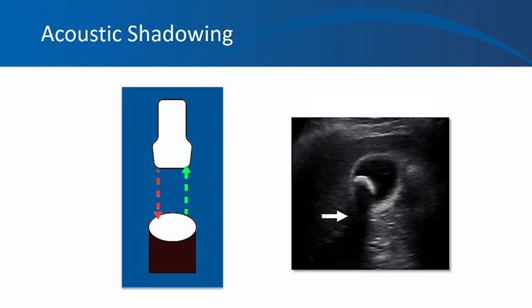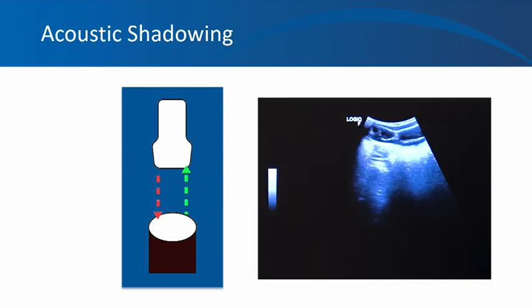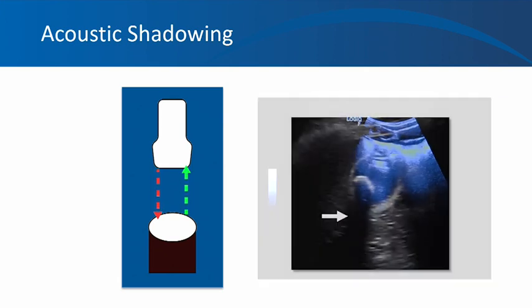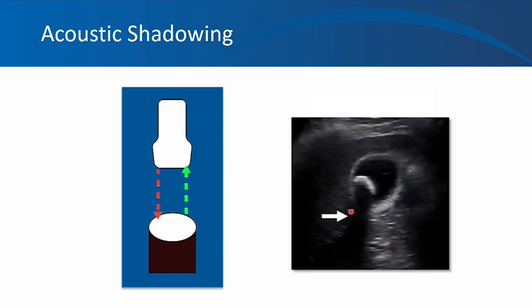Acoustic shadowing. When a highly reflective structure such as bone or stone is in the pathway of sound waves, a shadow is seen behind it. This is pretty much similar to the shadows we create when we are in the pathway of light. Shadows are created by air also, when air molecules scatter sound waves, but these are disorganized because of the random movement, and it's called dirty shadowing, as opposed to clean and well-defined shadowing by stones and bones. Here is the example of dirty shadowing by bowel gas, and here is a well-defined shadow produced by a gallstone.